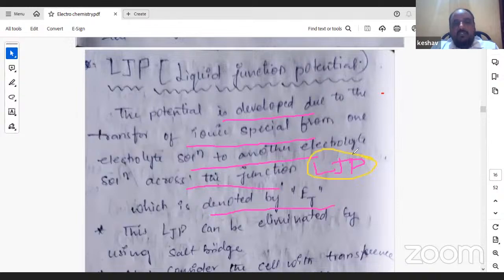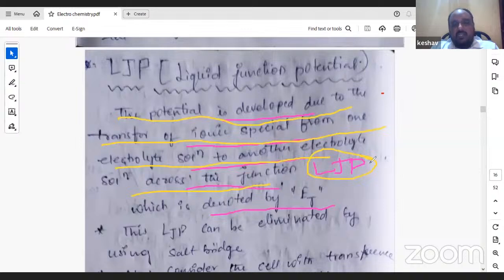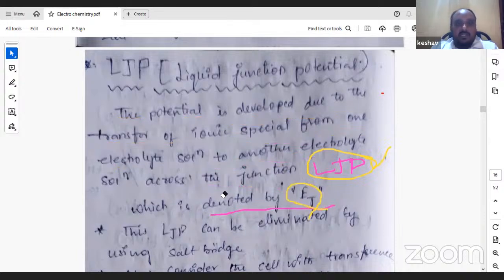This is called LJP. What does LJP mean? The potential is developed when there is a transfer of ionic species from one electrolyte solution to another electrolyte solution across the junction. That potential is known as LJP. That is denoted with EJ. This is the definition of the liquid junction potential.